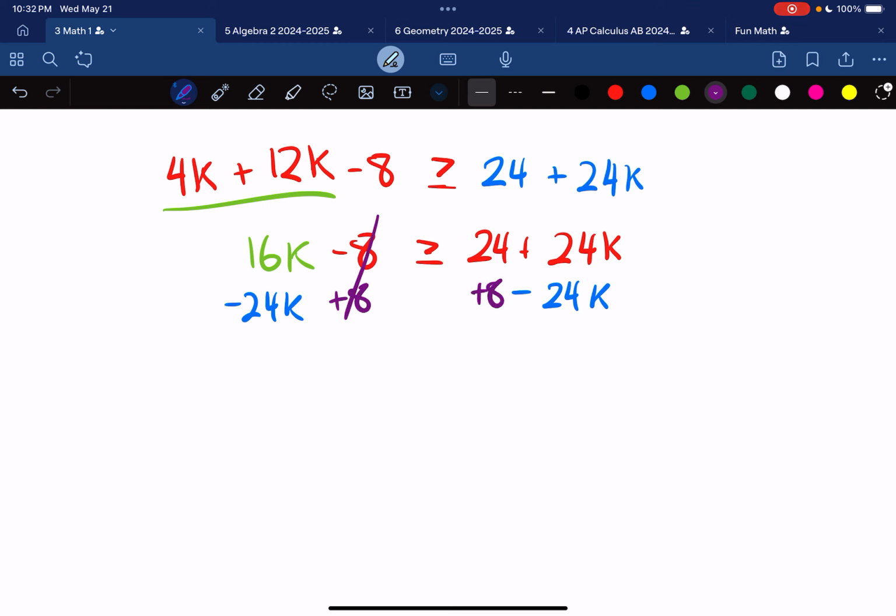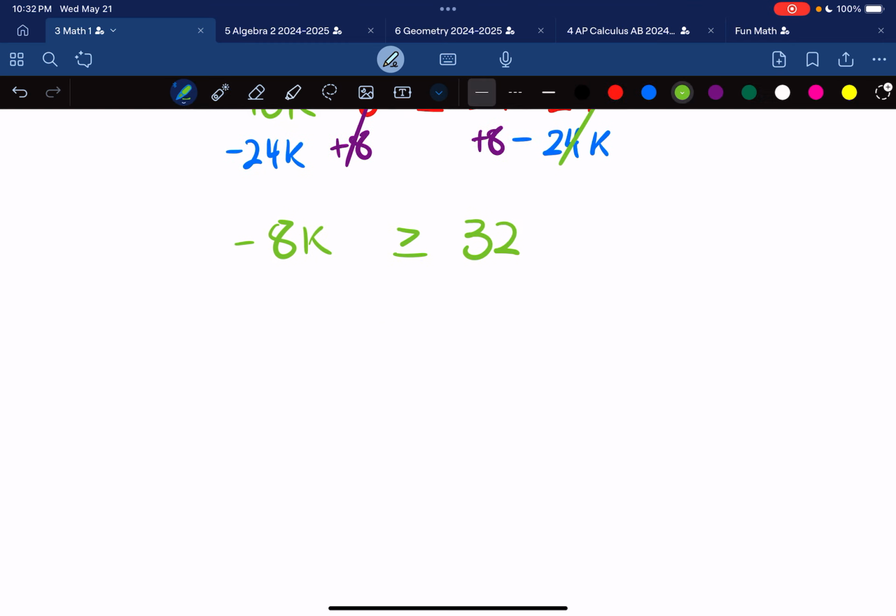Those get canceled out. These get canceled out, and we're left with what? Okay, 16 minus 24. These are opposites, right? That's a positive, that's a negative, so we're going to subtract to get 8. And then we take the sign of the larger. I can write my 8s correctly. The sign of the larger is a negative, so it's going to be -8k. And did I multiply or divide? No, so I don't have to worry about flipping the sign. It's still a greater than or equal to. And 24 plus 8 is a 32.